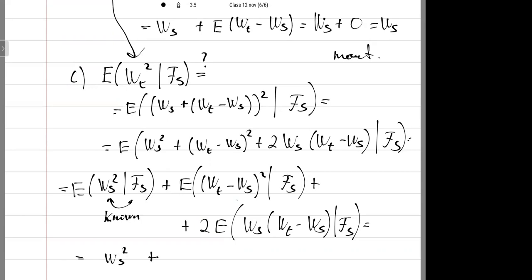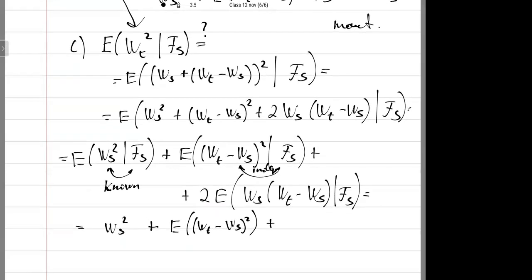Okay, here this part is independent. So I just omit what I know. My information is useless to predict future increments. Future increments are independent of what I know. So just ordinary expected value.